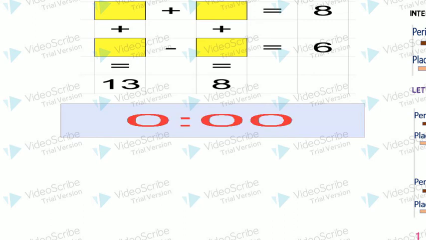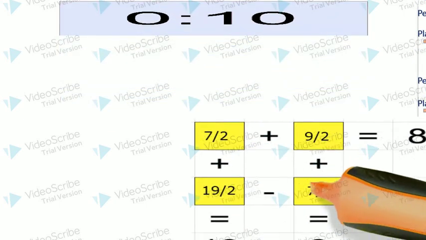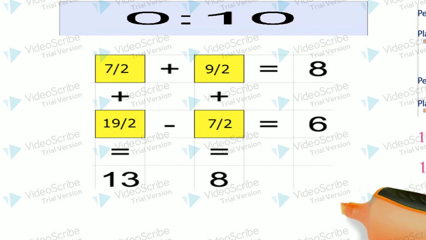Time is over now. Let's see its answer. So we can see its answer is 7 by 2, 9 by 2, 19 by 2, 7 by 2 again. Let me explain. See the first row, if we will add 7 by 2 and 9 by 2 by taking LCM, we will get the result as 8. Now let's see the second row, 19 by 2 minus 7 by 2. If we will subtract both by taking LCM again, we will get the result as 6. First column, 7 by 2 plus 19 by 2 will give us the result 13. Second column, that is 9 by 2 plus 7 by 2 will give us the result 8. So that's why these will be the answer.